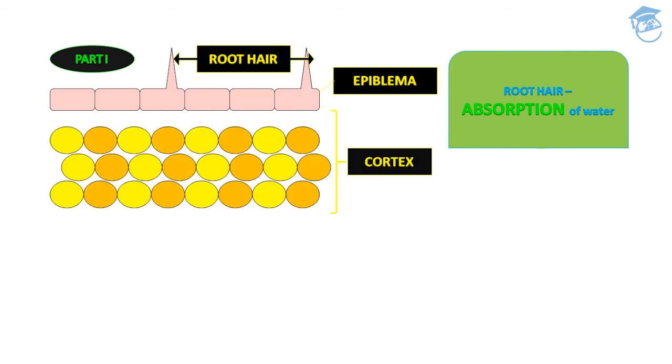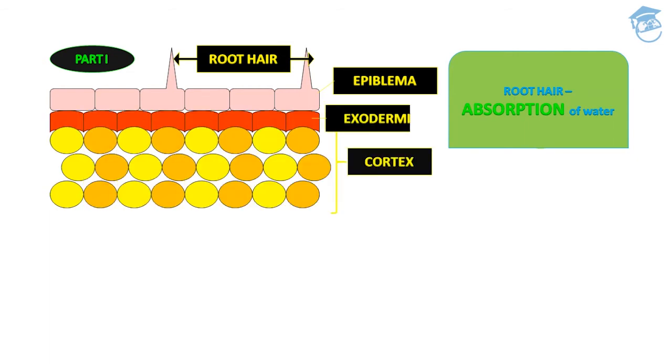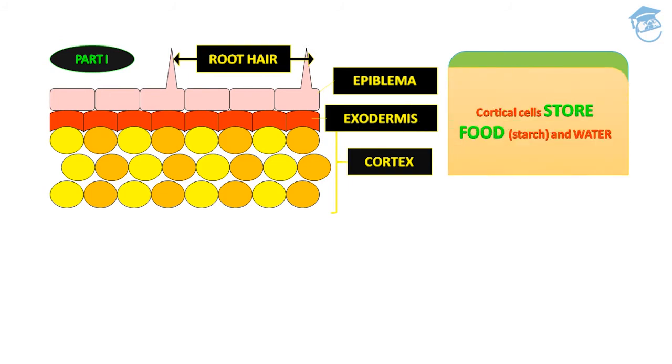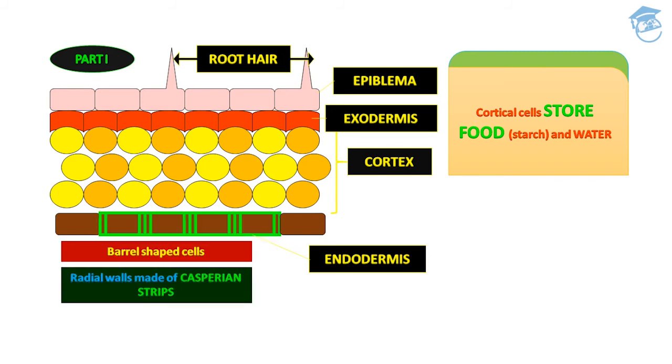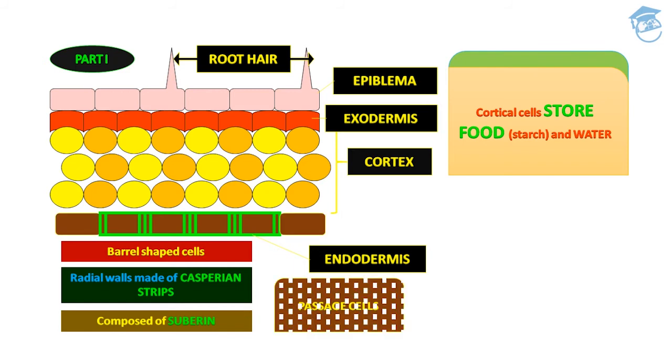And this is the cortex, and this is the exodermis. So cortical cells, that is the cortex, store food material, to be more precise starch and water. And this is the endodermis, which is made up of barrel shaped cells, and the radial walls have the Casparian strip, which is composed of suberin.